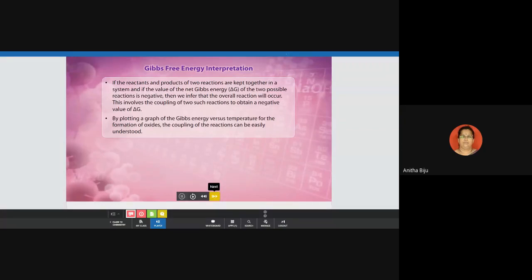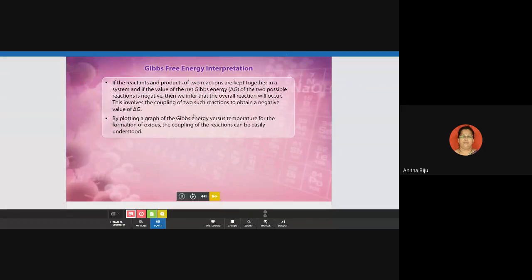But when we combine two equations, as we have done in Hess's law of constant heat of summation in thermodynamics, 11th class, if the overall delta G value is negative, the reaction is considered a spontaneous reaction. Okay. Up to this, you have to remember. So write this point. This is important. Write it in short way.